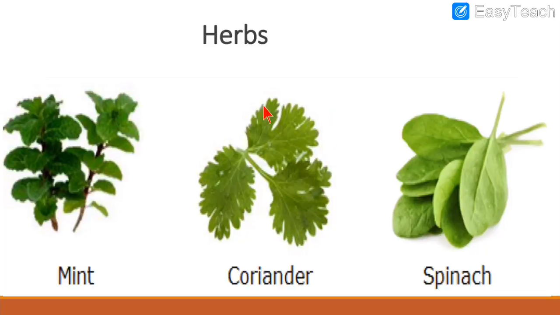Same way, what is coriander? These are also green vegetables. So coriander is used for medicine, for digestion problems like upset stomach or diarrhea and internal gas problem. Also coriander is very helpful if you eat it during an indigestion problem. So this is also a type of herb.